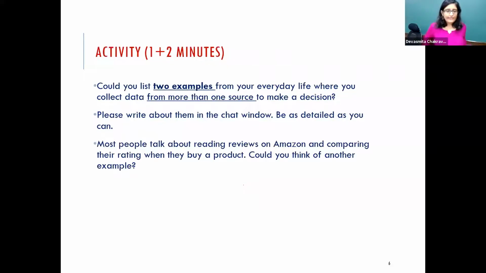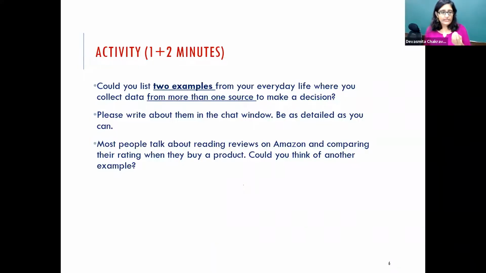So for the next 3 minutes, 1 minute to think and 2 minutes to type on the chat, as well as write it on paper, I want you to think of, first listen to me. I want you to think about 2 examples in your everyday life where you collect data from more than one source to make a decision. Please write about it in the chat window. Be as detailed as you can, so that someone can read it and know exactly what you're talking about.